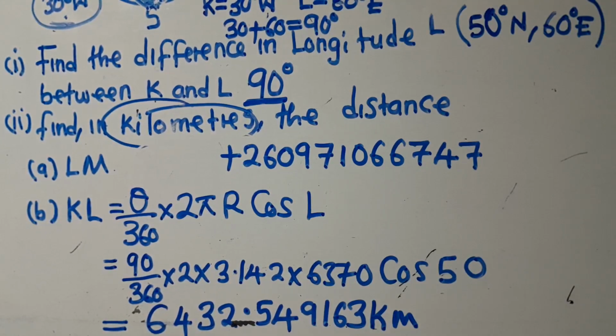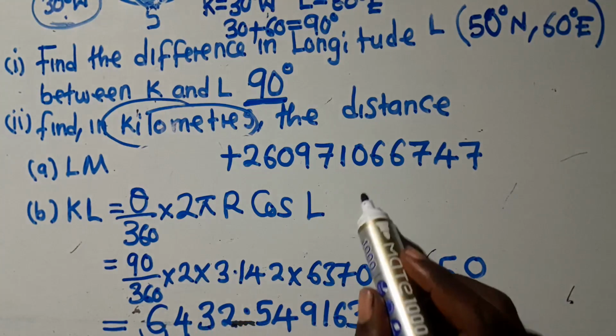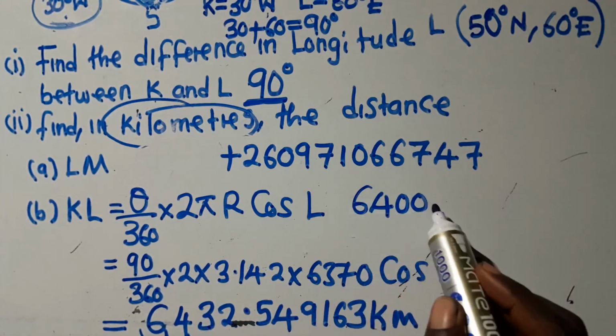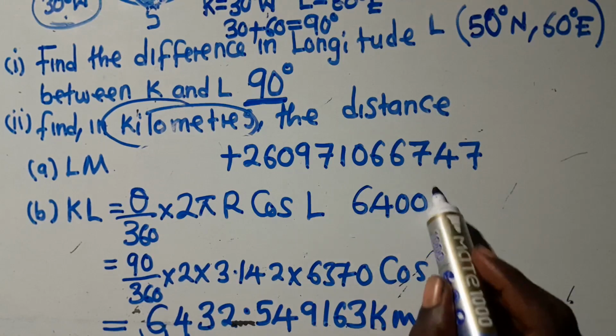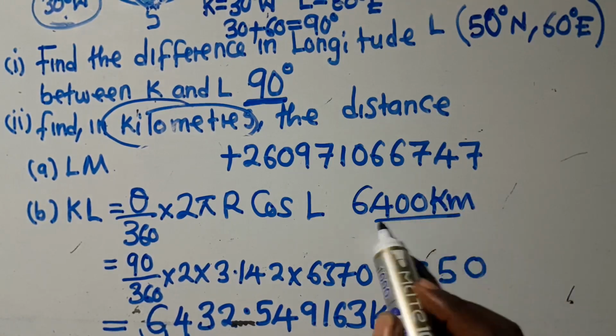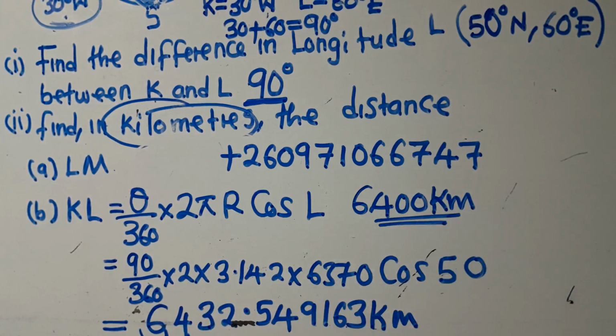So I know that if I round off this, have you seen? This can also be written like 1, 2. If I end here like this, this number is less than 5. So this one will maintain 0, 0. So this is just the same as 6,400 kilometers, like this. Have you seen this one that is here? So if it is like this, you round off to the nearest 100, these digits, you get that.